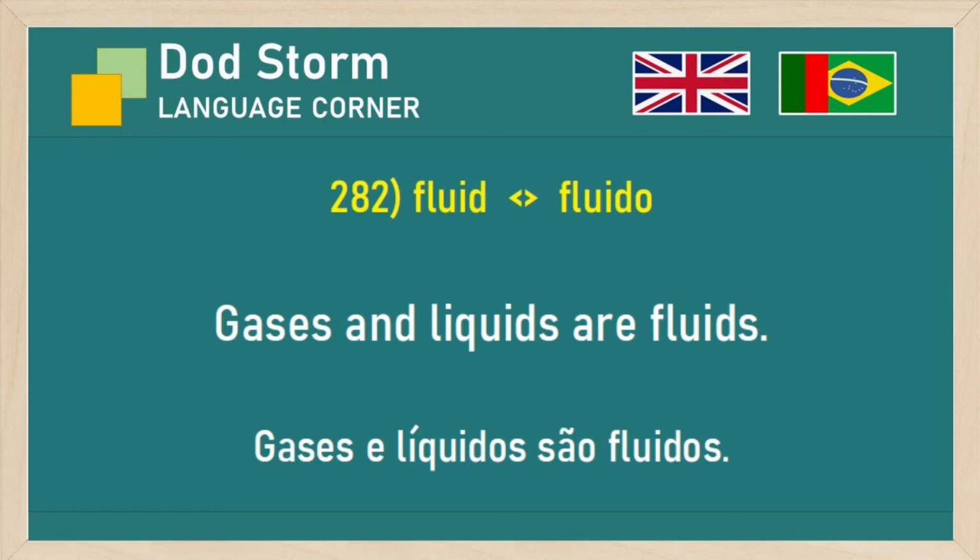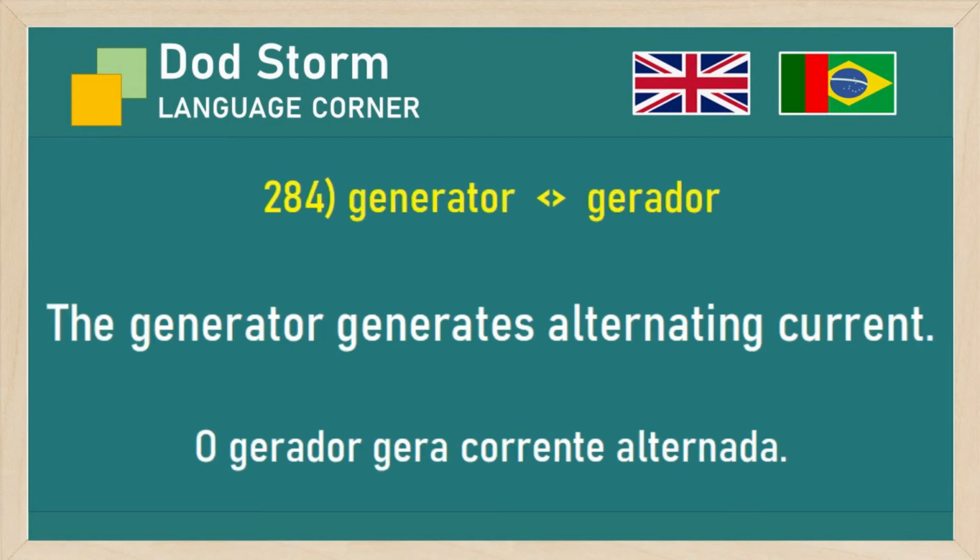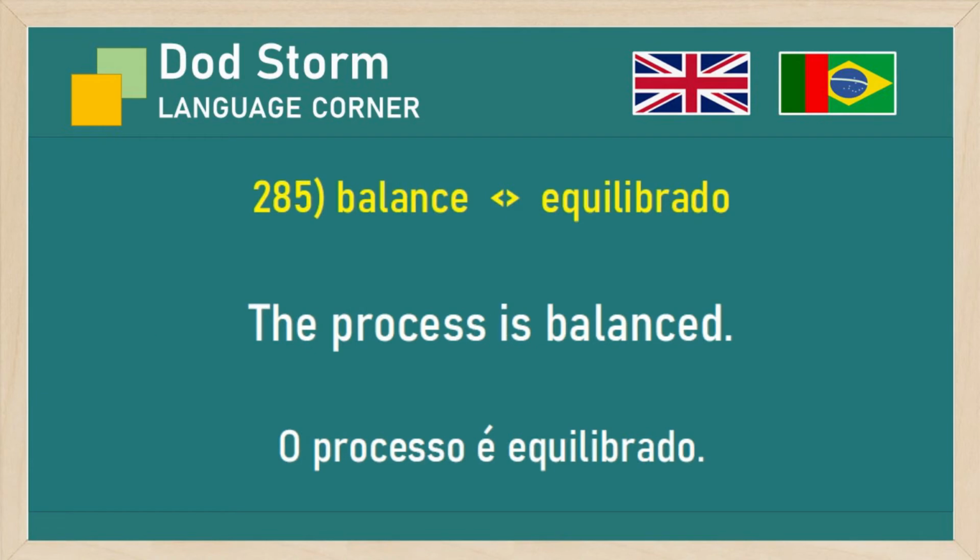Gases and liquids are fluids. The instruction manual of the device. The generator generates alternating current. The process is balanced.